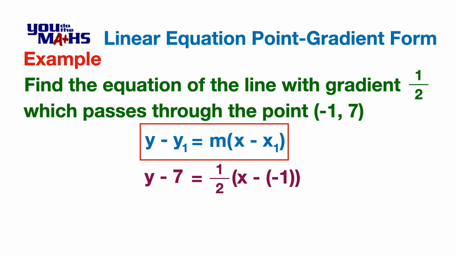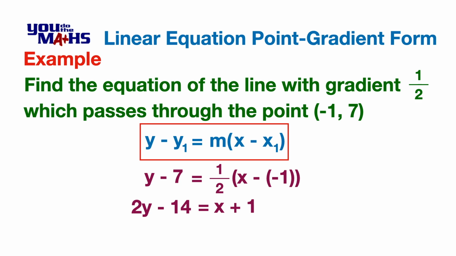For our next step, we have two options. What we could do is multiply out the bracket on the right hand side by 1/2, which could get a little bit messy with the fractions involved. Or what we could do is divide both sides of the equation by a half, which is the same as multiplying both sides of the equation by 2. And when we do that, the left hand side becomes 2y minus 14, and the right hand side, considering the negative in the bracket, becomes x plus 1.